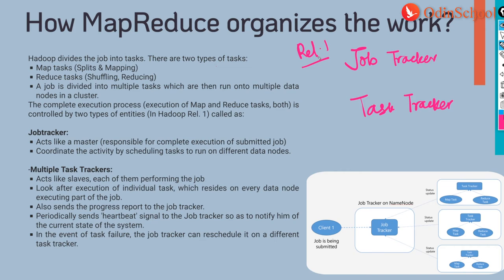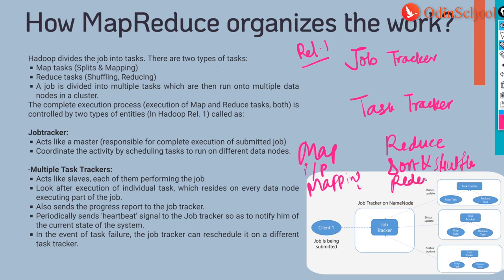So Hadoop divides the job into two types of tasks: the map task, which has the input split or actual mapping, and the reduce task, where the sort and shuffle and the actual aggregation take place, right? The job would be divided into multiple tasks for sure, but these are the two primary types of tasks. The complete execution process of these map and reduce tasks is controlled by two types of entities, which I just told you: job tracker and task tracker.